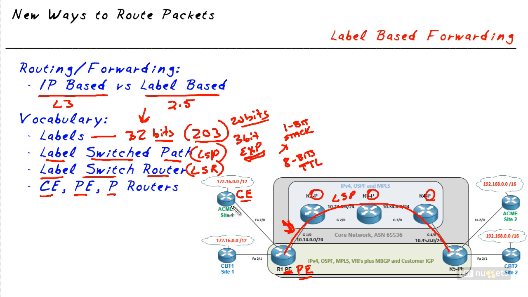So customer edge is the customer's gear, or at the customer premise. The PE is the service provider, or part of the MPLS network that communicates with that customer edge. And the P routers are simply internal devices, part of the label switch paths that we're building, but not directly interfacing or working with the customer edges.